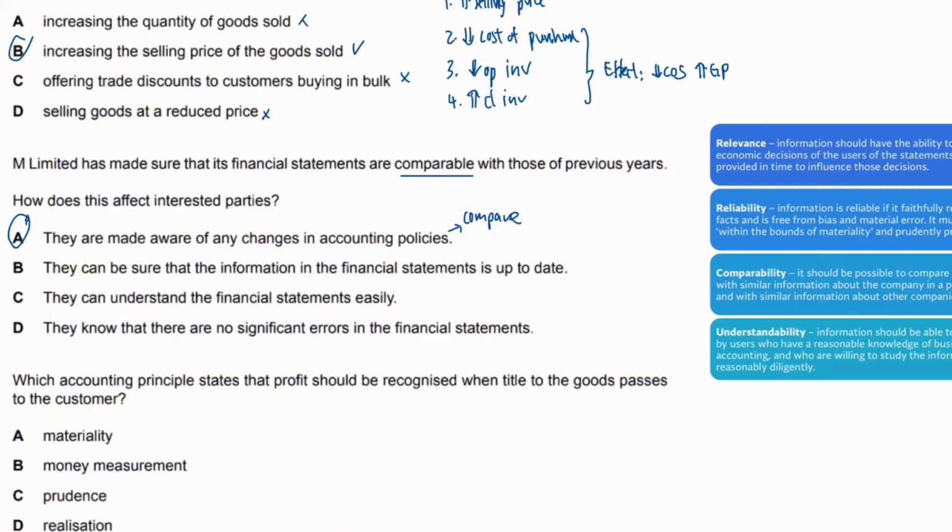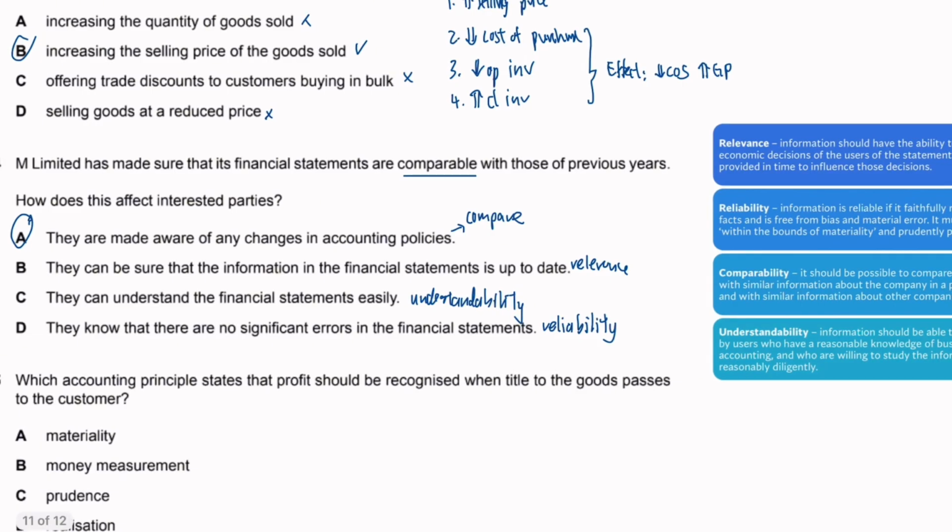B, they can be sure that information in the financial statements is up to date. This is more of reliability, or relevance. C, they can understand the financial statements easily. This one is understandability. D, they know that there are no significant errors in the financial statements. This is reliability. So I would say that B is more of relevance. Relevance, reliability, and understandability. So A is the answer.